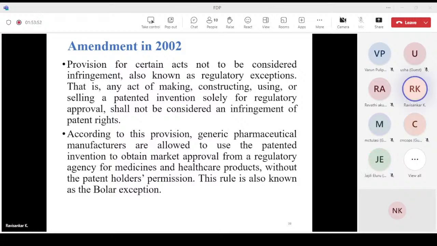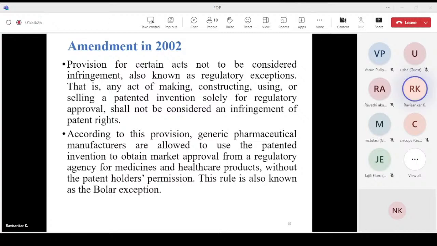And in 2002, there is another provision which was introduced, the provision for certain acts not to be considered infringement, which is also called regulatory exception. So what regulatory exception is, even though the patent is there, we can develop a drug product only for getting regulatory approval. We should not market the product, but we can start developing and preparing the dossier, preparing the ANDA and file the ANDA only for the regulatory purpose.